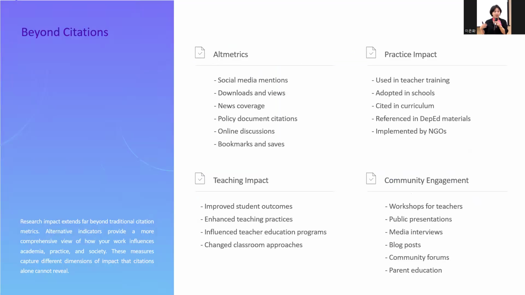Let's expand our view. Research impact extends far beyond citations. Alternative indicators provide a more comprehensive view of how your work influences the world. Let's look at 4 categories. First, altmetrics. These are alternative metrics. These include social media mentions, downloads and views, news coverage, citations in policy documents, online discussions, bookmarks. If people are talking about your work online, that is impact.